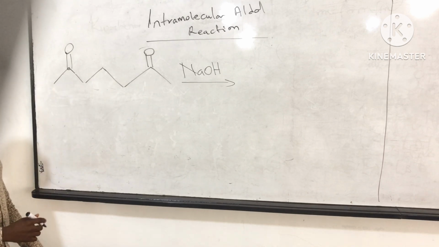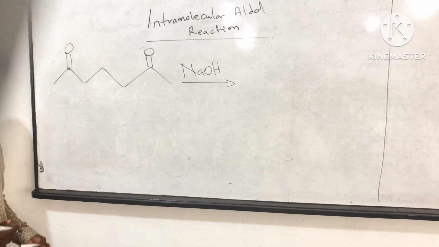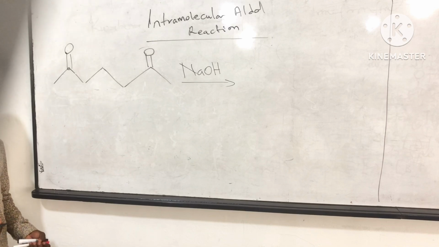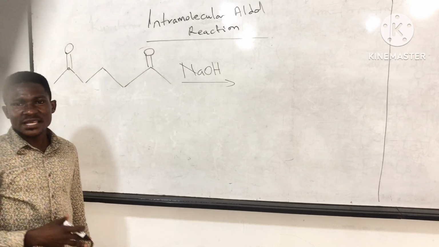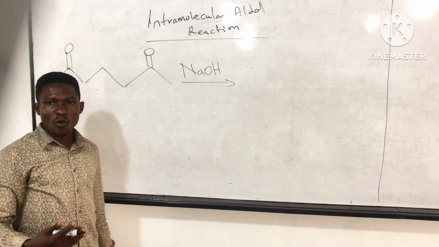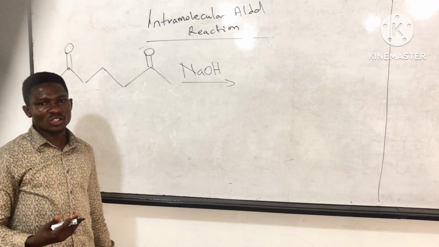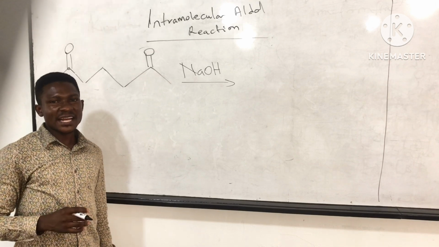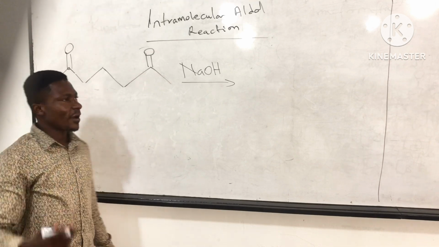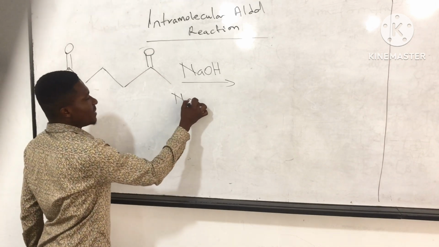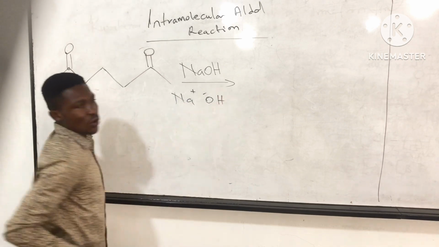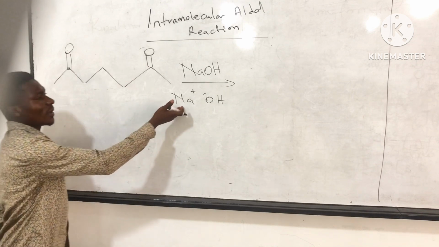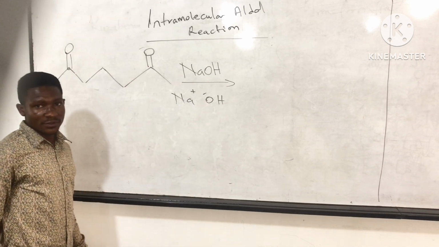Now, the first thing that you also need to think about is the base. What is the function of the base? Why is the base in there? The base is there to help us form the carbanion. It helps in the abstraction of a proton, and that is what is going to help us form the carbanion. So, if I dissociate this base into its components, I would have a sodium ion and then a hydroxyl ion, right?